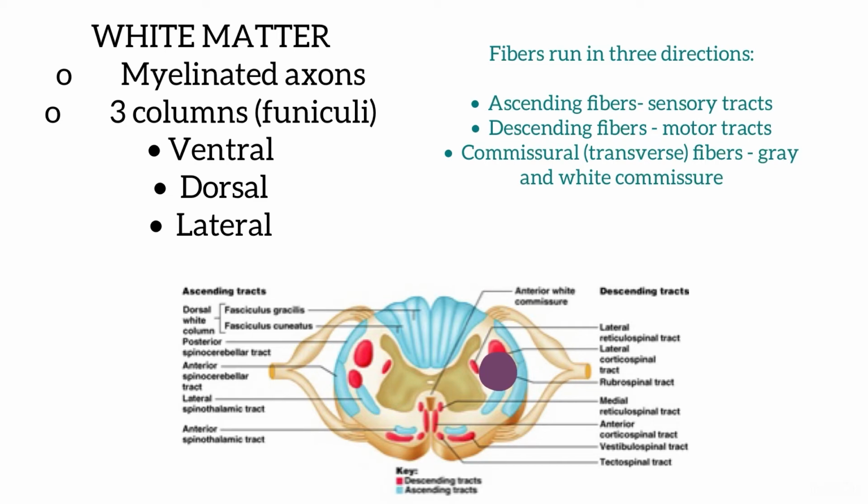So these contain different kinds of fibers. You have your ascending fibers for your sensory tracts, your descending fibers for your motor tracts, and your commissural or transverse fibers for your gray and white commissure.